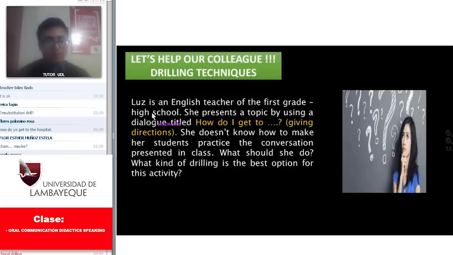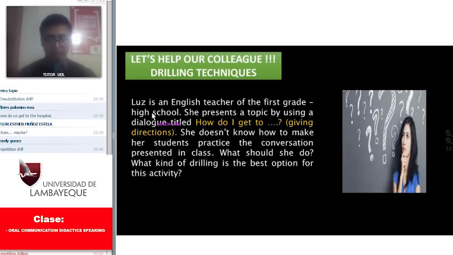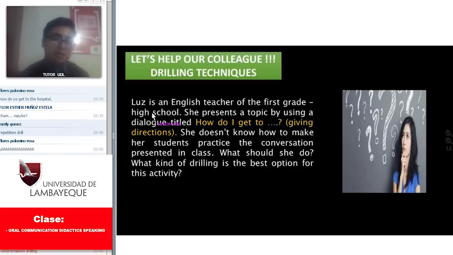Another one is substitution drilling. So what does it mean? Here you have a conversation, so you make them change some parts of the conversation, but the structure needs to be the same. The other one is transformation drilling. In this case, the students are able to transform the sentence that you said before. Maybe if you use a positive, they can use a negative. Or if you say A, they will say B. So they are going to change. All right? Those are some of the most common kinds of drillings that you can find.